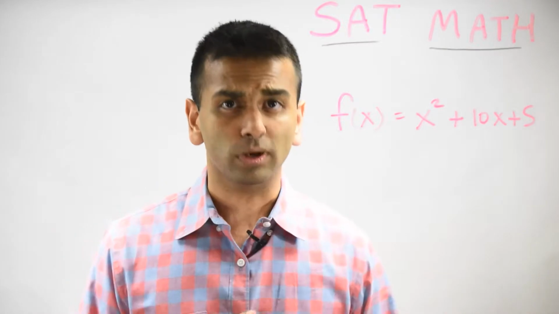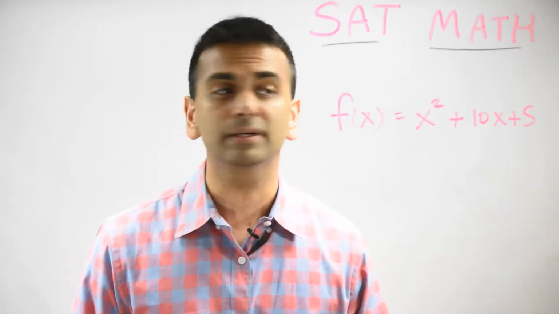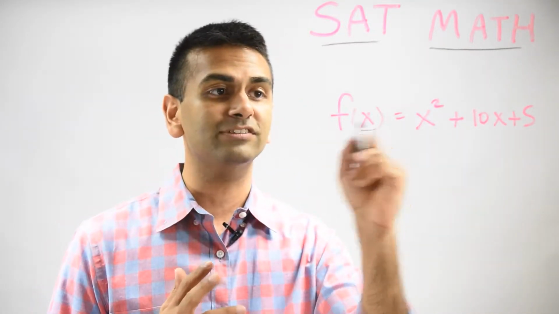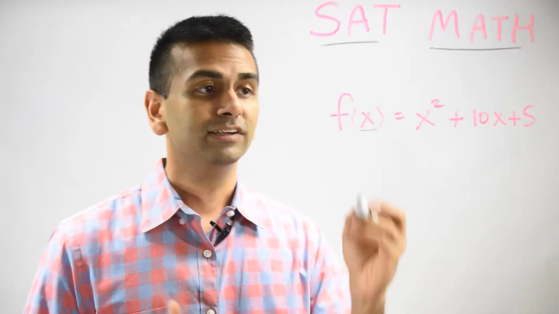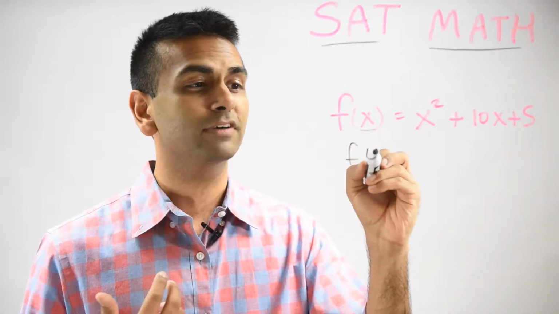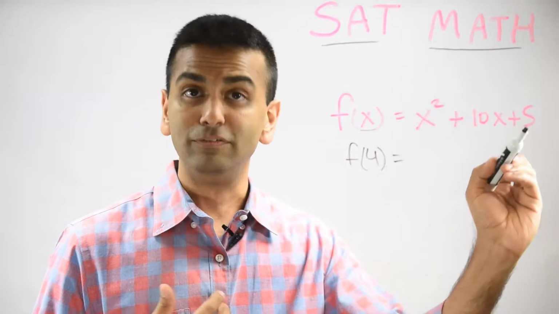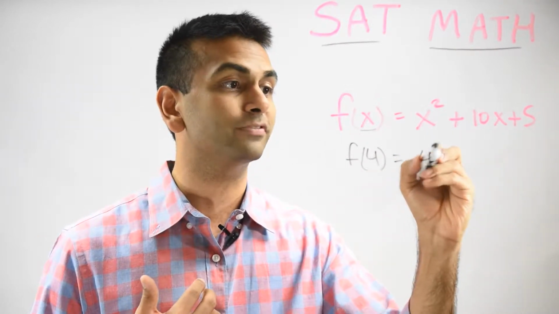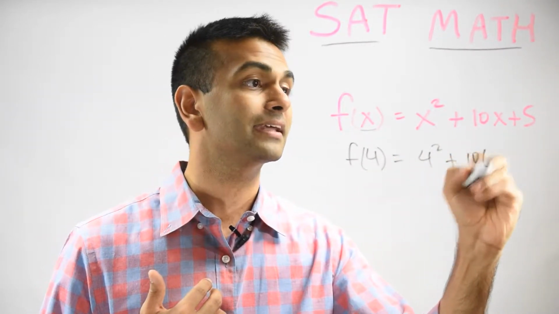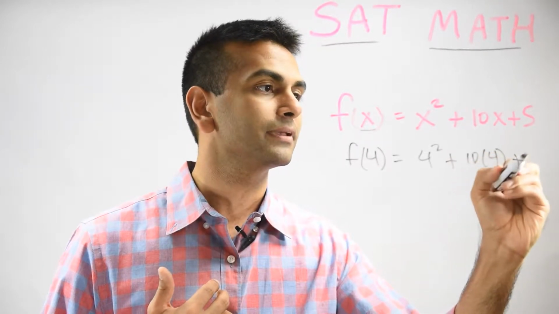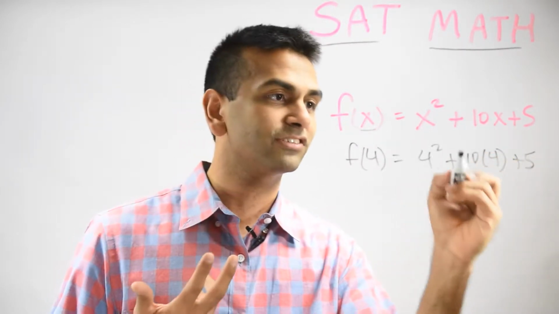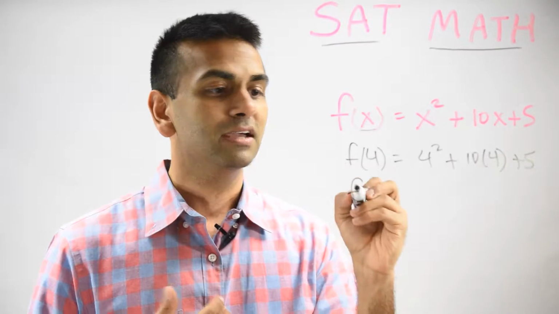The way functions work is basically input-output. So if this is your function, if x is your input, this is your output. So if you wanted to find f of, say, 4, just replace every x with a 4. So that would be 4 squared plus 10 times 4 plus 5. So whatever that is, 16 plus 40 plus 5.